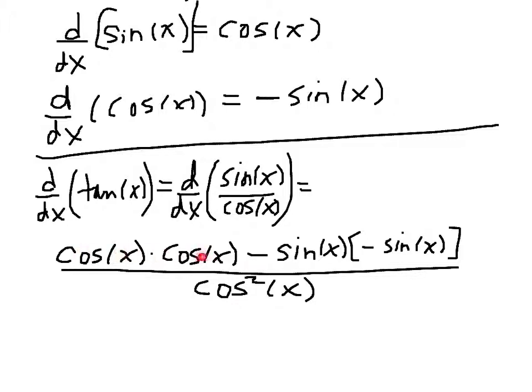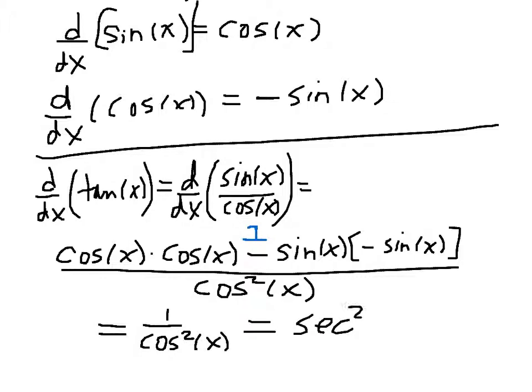Okay, so here's cos squared, and here is plus sine squared. And we know, because we know our identities, that cos squared plus sine squared, this whole top, is equal to 1. So what that means then is that the derivative of tan is 1 over cos squared, which is the same as sec squared of x. And we're done with the derivative of tan.